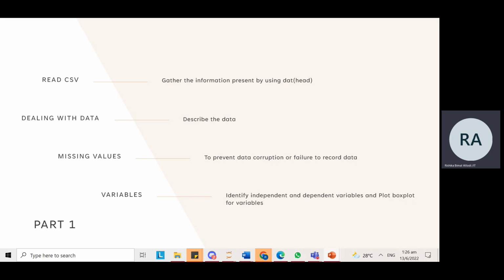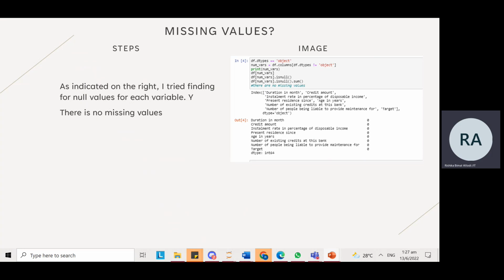Missing values can prevent data corruption or failure to record data, especially because my CSV file has over 1,000 data, which is susceptible to being affected by any missing values. For variables, I identify independent and dependent variables and plot a box plot for the variables. In terms of missing values, I used the isnull method and it indicates 0, which means there are no missing values present to affect the data.